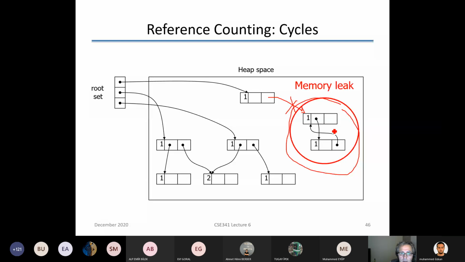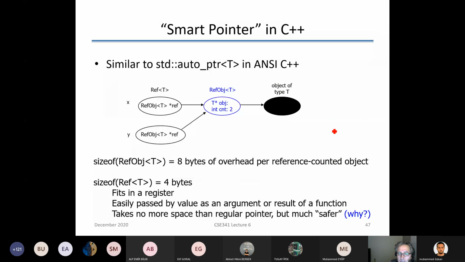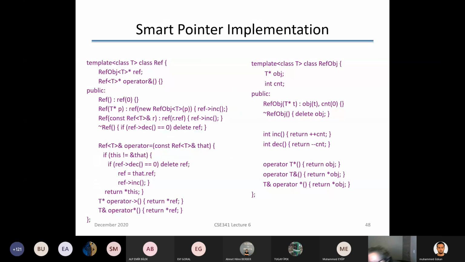Okay. So this is similar to the smart pointer in C++, in ANSI C++, which version I don't recall. This is one of those libraries that actually provide this: the mark and sweep collection algorithm. Okay, I have 10 more minutes.